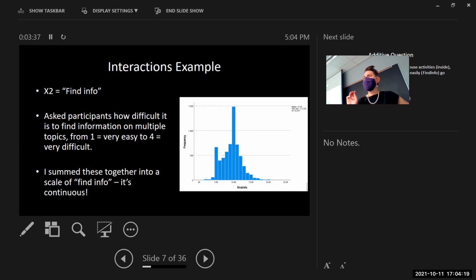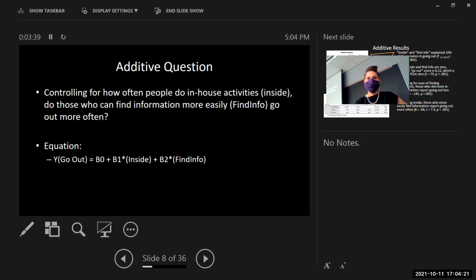So I have 3 variables of interest. All of them are continuous. And so my research question for the relations between these variables is, controlling for how often people do in-house activities, like watch TV, which is my inside variable, do those who can find information more easily, which is my find info variable, do they go out to do stuff more often?